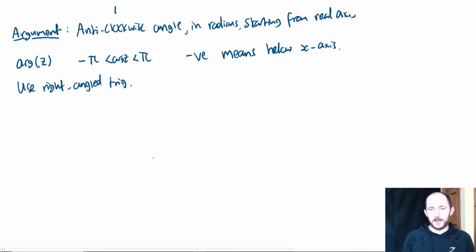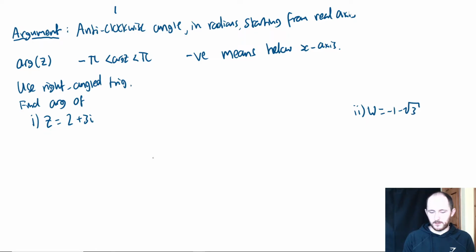So, for example, if we have two questions, let's find the arg of, and I'll give you two examples. The first one is z equals 2 plus 3i. And the second example will be, let's use a different letter, w equals minus 1 minus root 3i. We do two different examples because we're going to get a positive and a negative. I figured it might be smart to give you both.